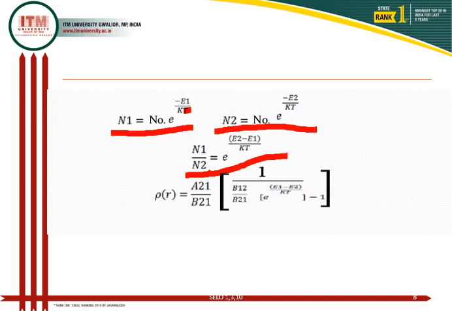Now we have the equation from before for rho R. There we are having the value of this N1 by N2. If you put that value in that equation, the equation will be modified as rho R is equal to A21 over B21 in the bracket 1 upon B12 over B21 e to the power E2 minus E1 upon kT minus 1. So this is your energy.